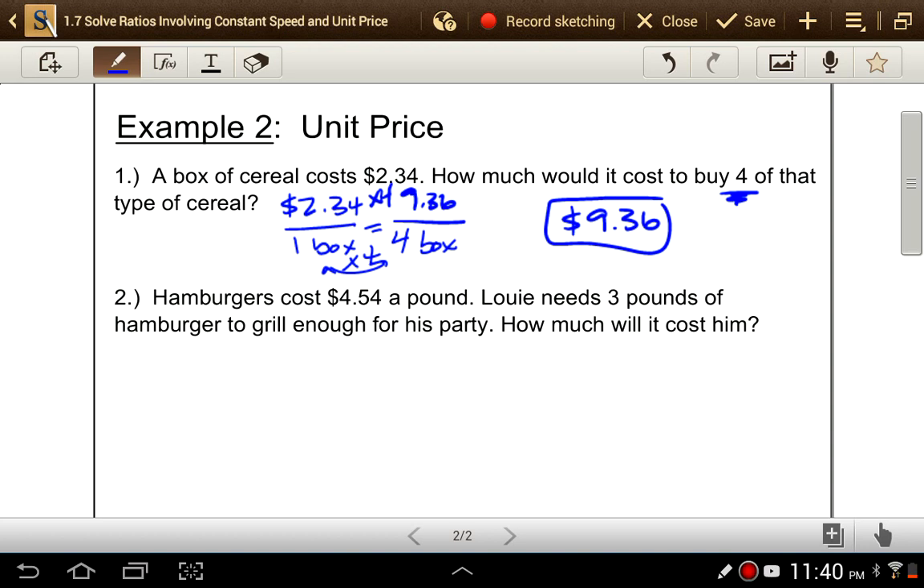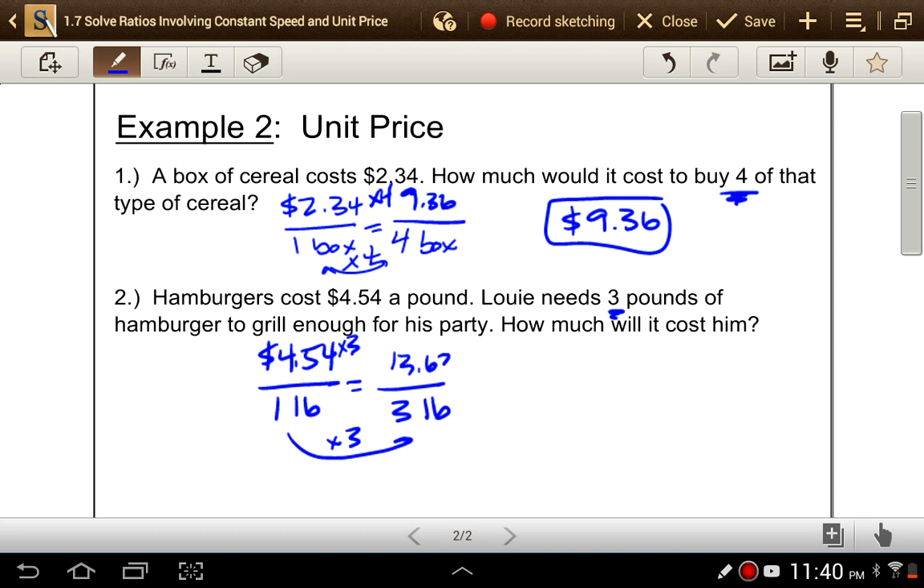Hamburgers cost $4.54 a pound. So I'm going to do $4.54 per 1 pound. I'm buying 3 pounds. So I'm going to put that in the denominator. Again, how do I go from 1 to 3? Times 3. So my numerator, I'm going to do times 3. $4.54 times 3 is $13.62. How much will it cost him? Well, there you go. $13.62. Make sure you put your labels on these.